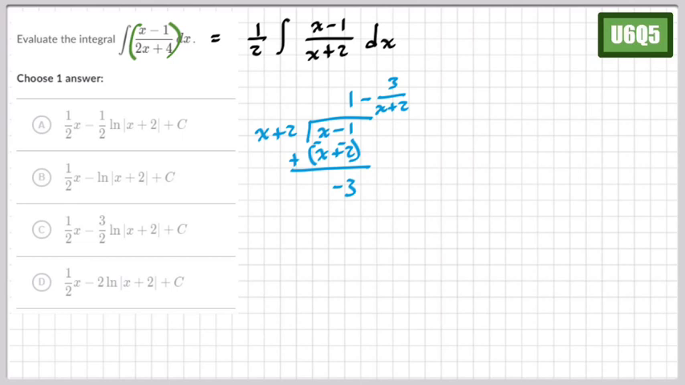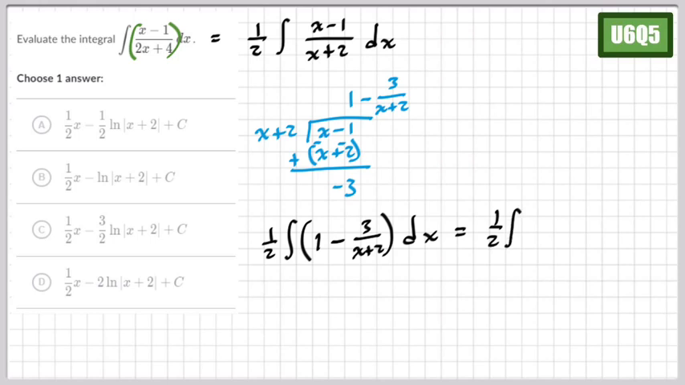Now I'm going to rewrite my integrand. I have 1/2 times the integral of 1 minus 3 over x plus 2, and then you have your dx. Now you have it split up. And what's nicer about this is now there's no x on the numerator. And you could do this one at a time. I could split this up. You don't have to write this part if you don't want to. 1/2 integral of 1 dx minus, I'm going to take the 3 out, 3 integral of 1 over x plus 2 dx.